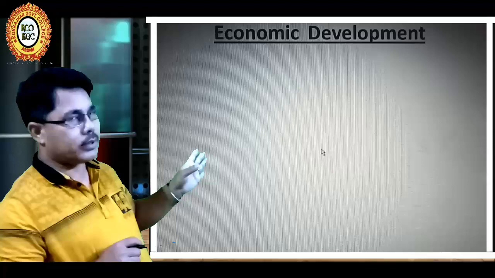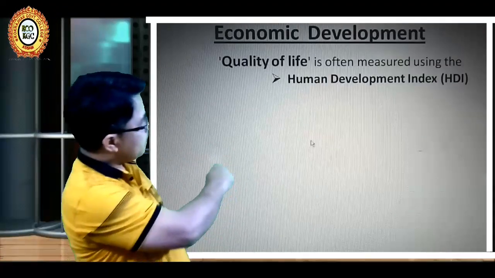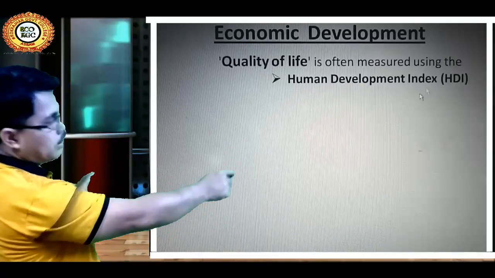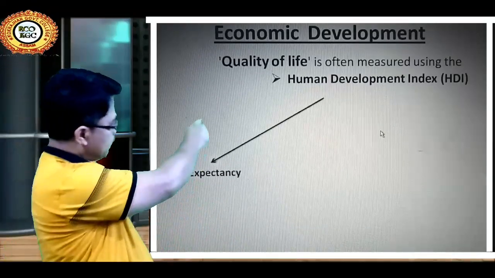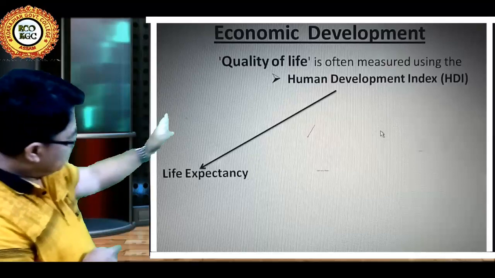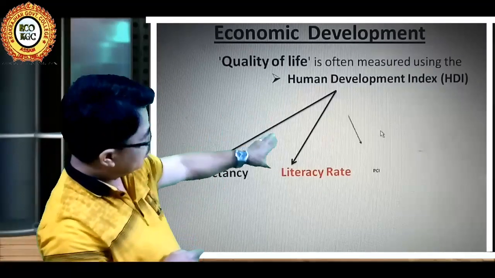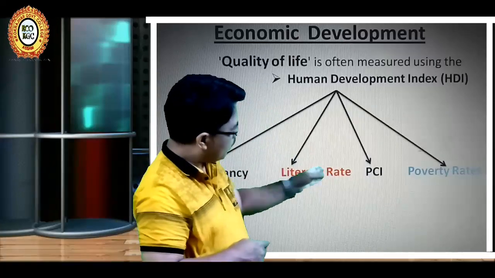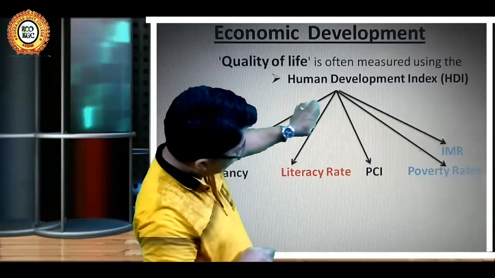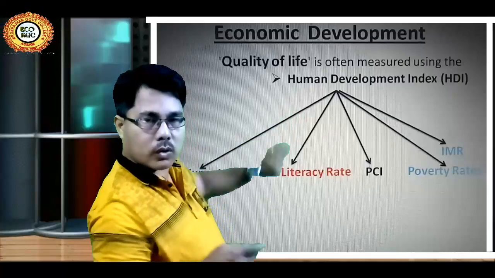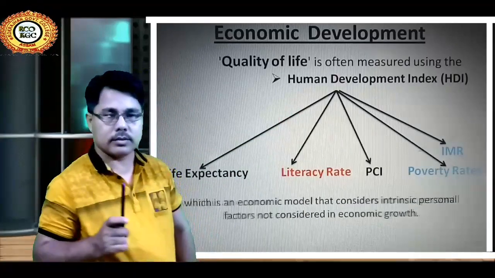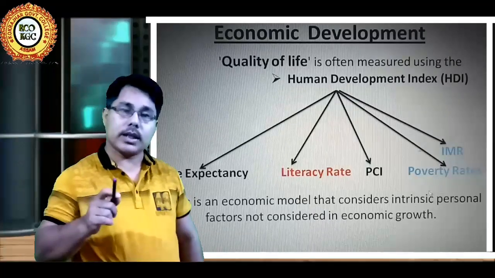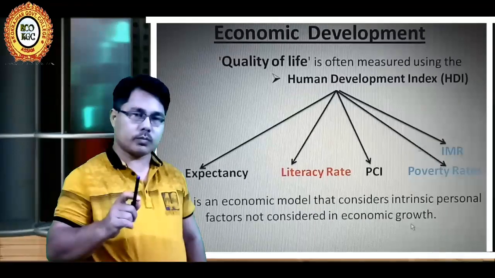Here, the quality and standard of life is measured with the help of the Human Development Index, or HDI, which includes the life expectancy ratio, literacy rate, per capita income or PCI, poverty rates, infant mortality rate, and other indicators. So, the HDI is an economic model that considers intrinsic personal factors. Of course, these are not considered in economic growth.